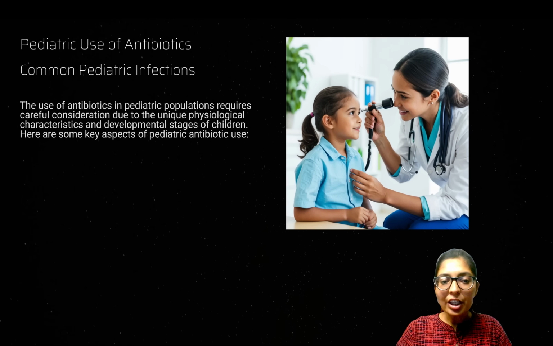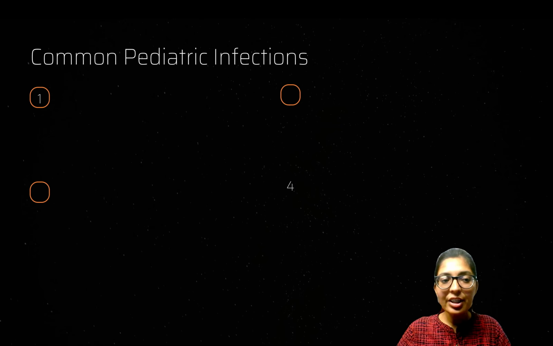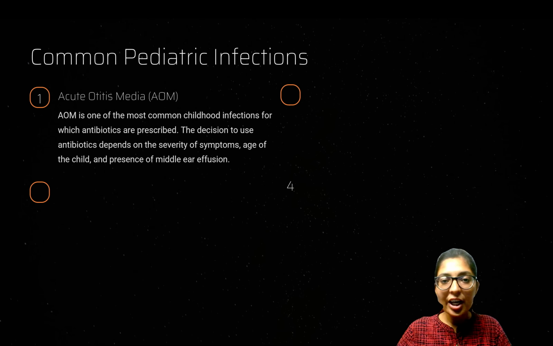Common pediatric infections include acute otitis media, pharyngitis, community acquired pneumonia and UTI, urinary tract infection. First one is acute otitis media. This is the most common childhood infection for which antibiotics are prescribed. The decision to use antibiotics depends on the severity of symptoms, age of the child and presence of middle ear effusion.